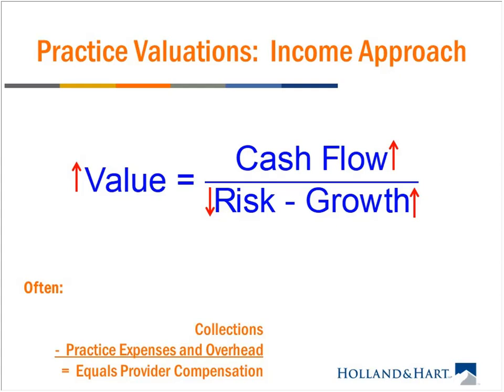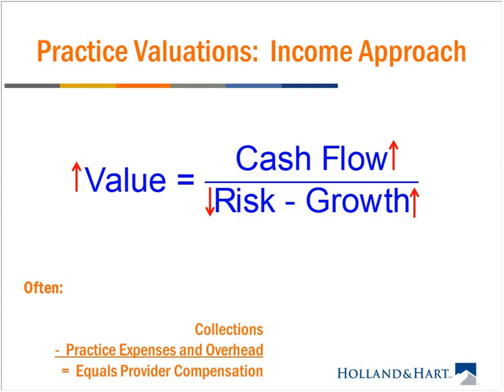Now, one of the problems in a healthcare situation is that often when you take collections minus practice expenses and overhead, what's left is provider compensation. This may be true even when normalized. If that's true, if all that's left is provider compensation, you really can't use an income approach because there's no income to capitalize. So what you're trying to do is divorce the practice's earnings from the earnings of the doctors or providers that are putting the labor in.